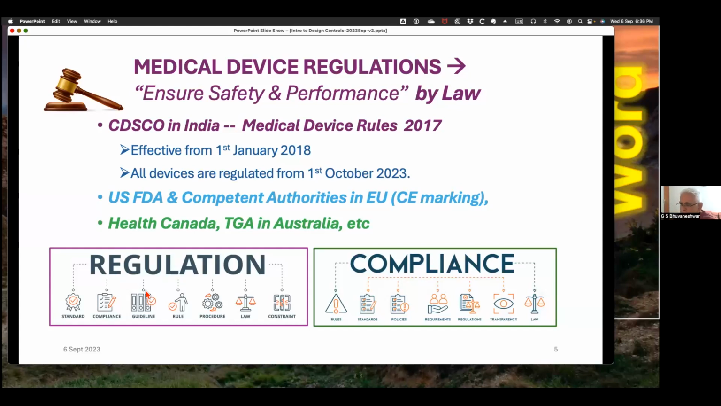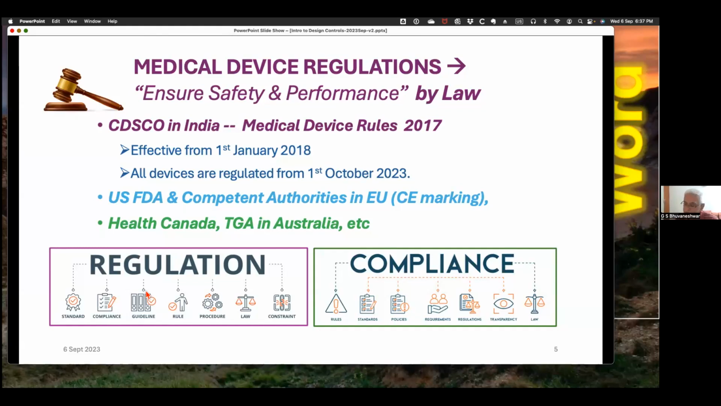In the US, it's the US FDA who licenses and regulates the medical devices. And in Europe, it is through the competent authorities with the requirement for CE marking. And in other countries like Health Canada, then we have the Therapeutic Goods Administration in Australia and so on.